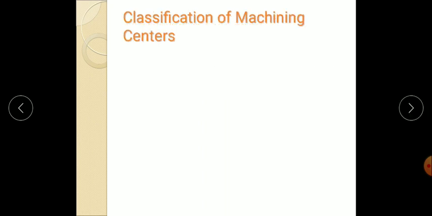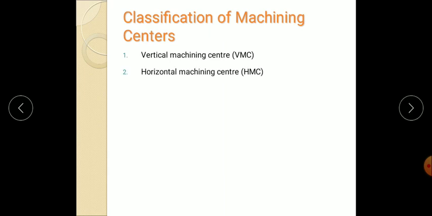Next one, classification of machining center. First one is the vertical machining center. So what is this vertical machining center? It is typically used for flat work that requires tool access from the top. Example, mold and die cavities, large components of the aircraft. Next one is the horizontal machining center, HMC. It is used for cube shaped parts where tool access can be best achieved on the sides of the cube.